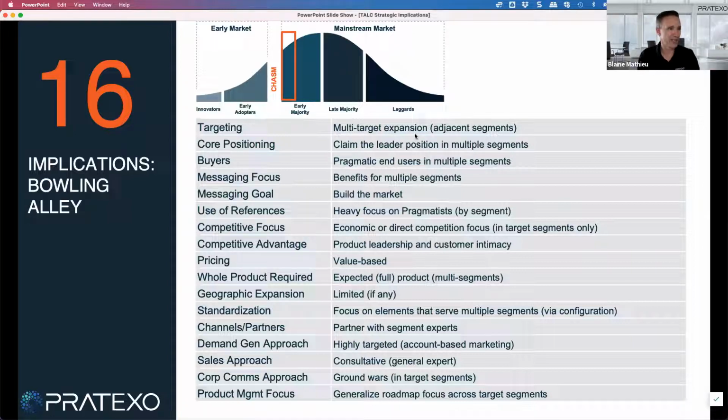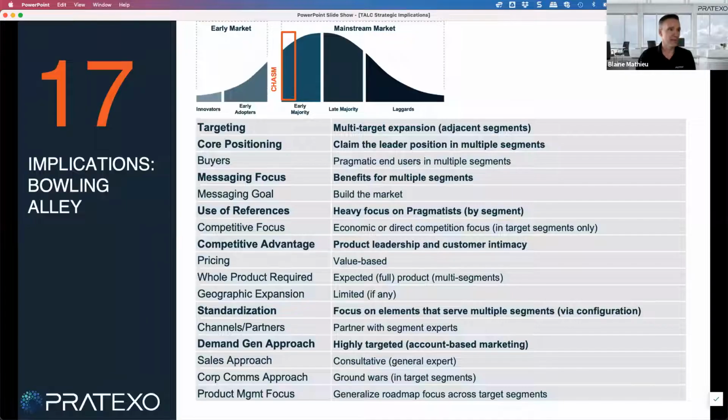It's too much information for one slide here, but it's all in the details of the slide deck. So again, let's take this example of an early majority company or early majority market. Now you can begin to expand to multiple targets. Remember, to cross the chasm, you needed to really be focused on one particular sub-market segment to build referenceable customers in that segment. But the market has matured a bit. You can begin to expand to adjacent segments in this case. You can also begin to claim that you are the leader in multiple segments, not just one single segment.